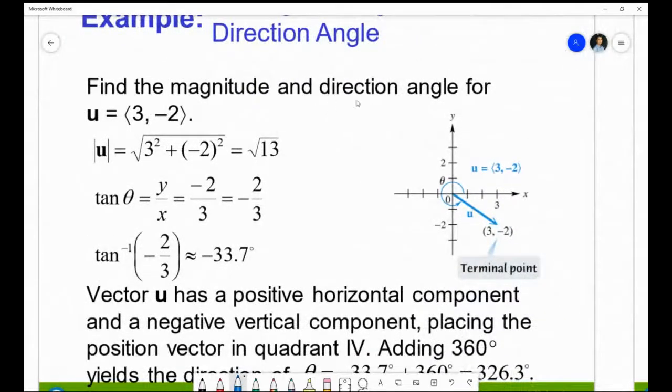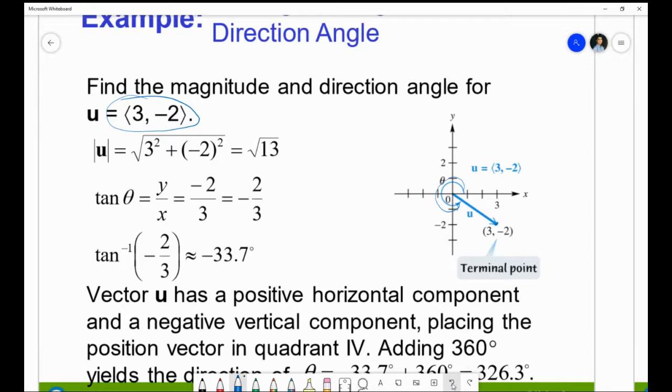Okay, so let's find the magnitude and direction angle for u, which is at (3, -2). Anytime you see this, it is in standard position, so you know the initial point is going to be at the origin. If we plot it just to have an idea of what it looks like, you can see here that this is the point (3, -2). Then we draw our vector from the origin to this point. So the angle that we're interested in is in standard position here.